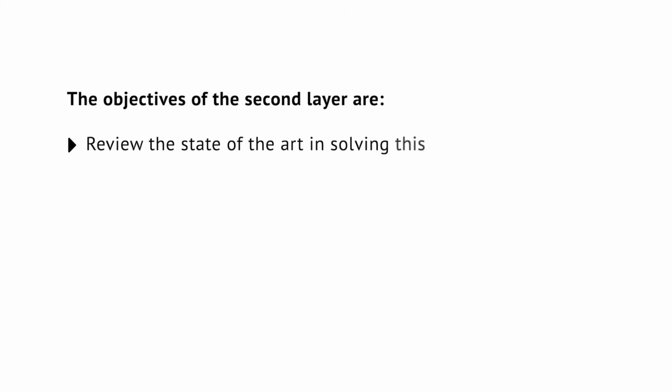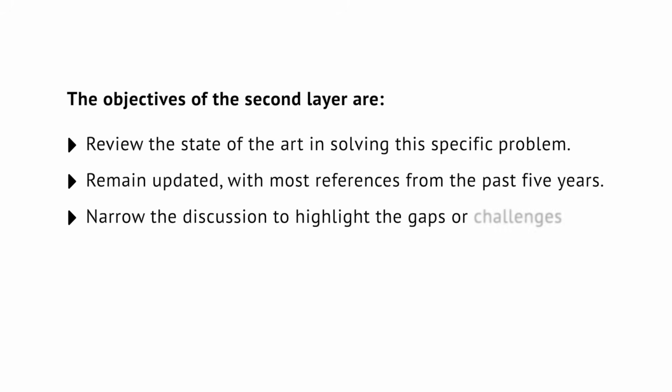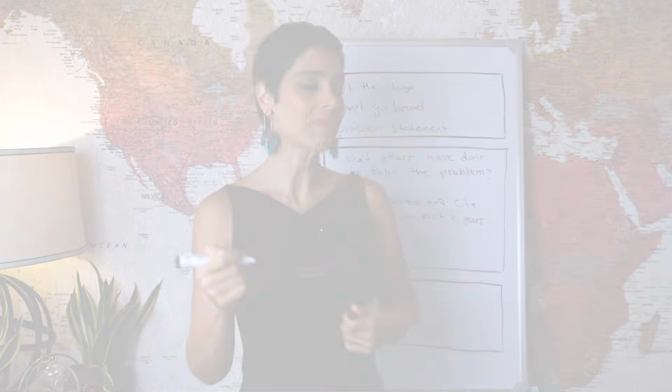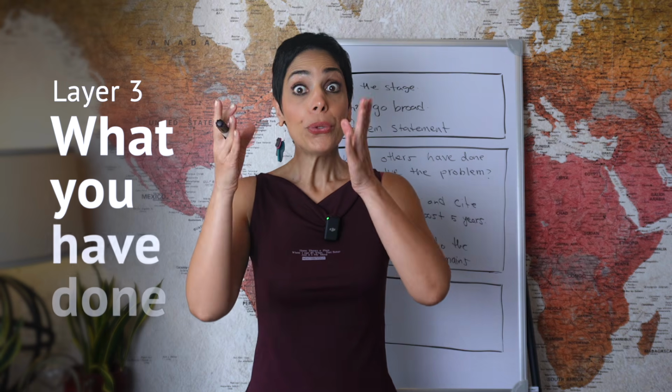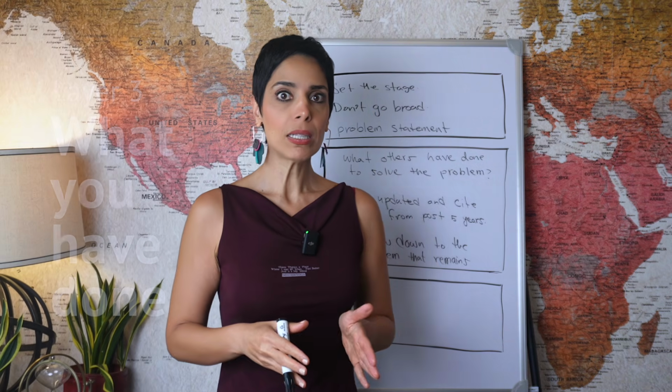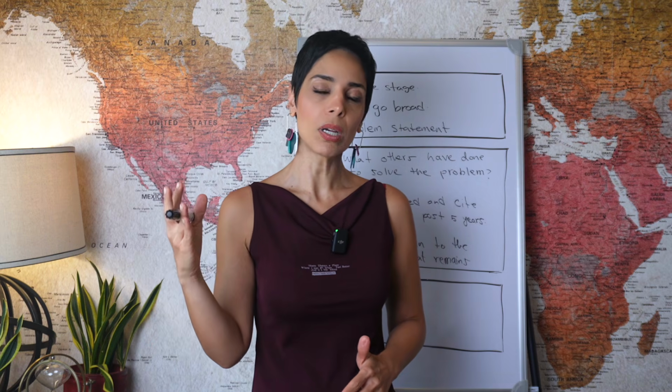In short, the objectives of the second layer are to review the state of the art in solving this specific problem, remain updated with most references from the past 5 years, and narrow the discussion to highlight the gap or challenges that still remain. The last layer of the introduction is all about what you have done. But before diving in, let's take a step back and look at the overall structure of a strong introduction.